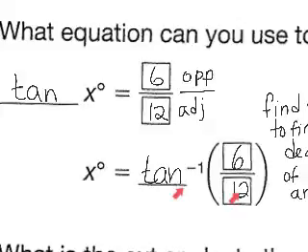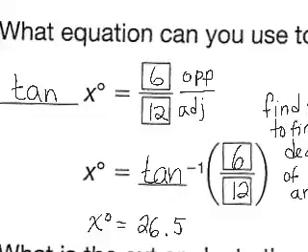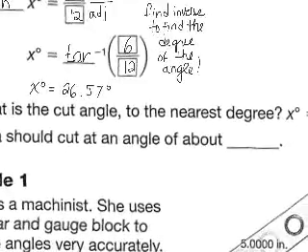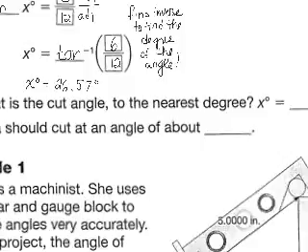And it will give you your answer. So it says to us that x equals approximately 26.57 degrees. So what is the cut angle to the nearest degree? So 26.57, we're going to say it's about 27 degrees. So Aria should cut an angle of about 27 degrees. Okay, we're going to look at our next one.